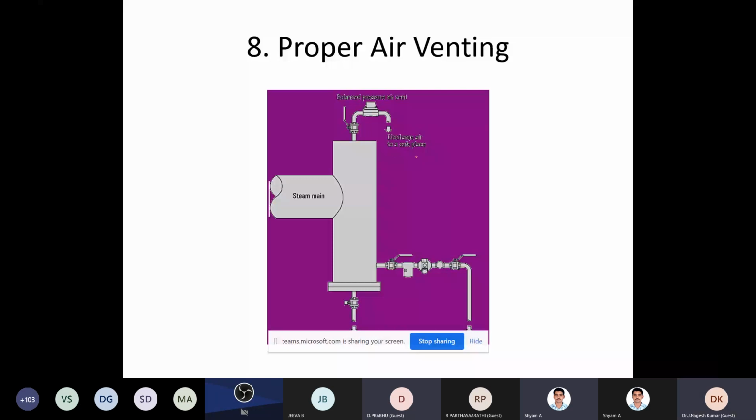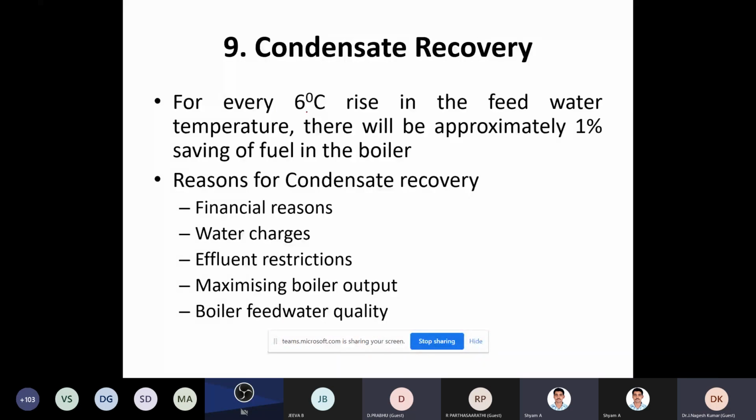Condensate recovery: all the steam that is condensed has high temperature and also very good quality of water. Every 6-degree rise, 1% saving of fuel in the boiler. So you save money for financial reasons, and also the water. Water is an important commodity. You have to save water. So you return the condensate.